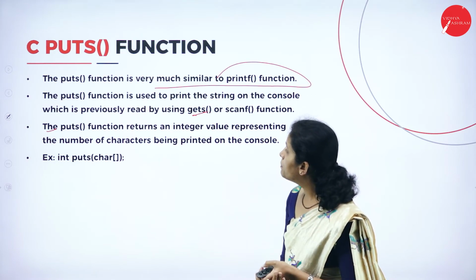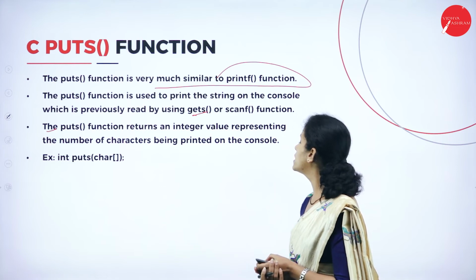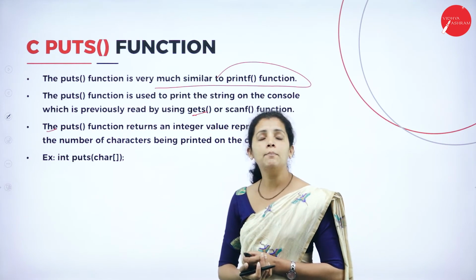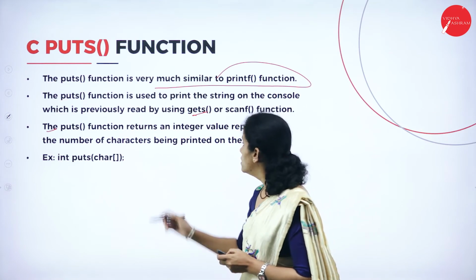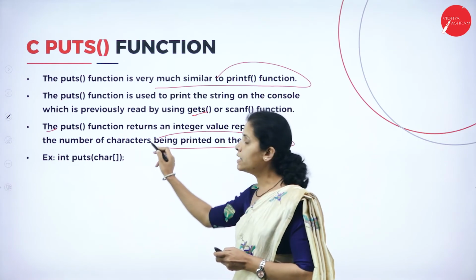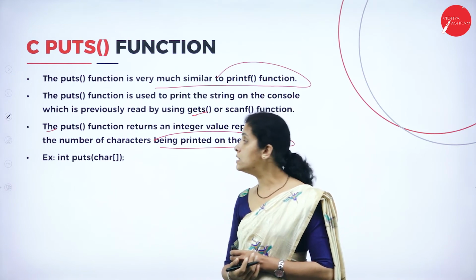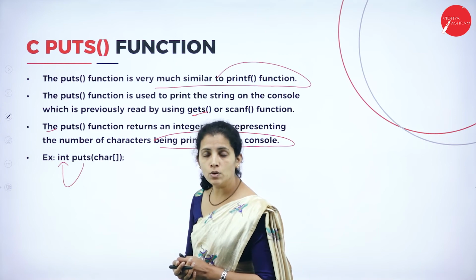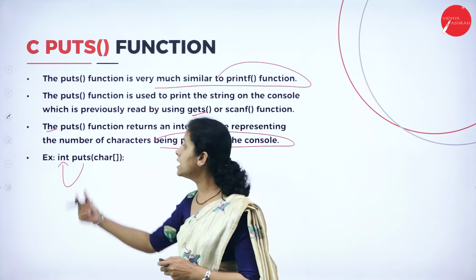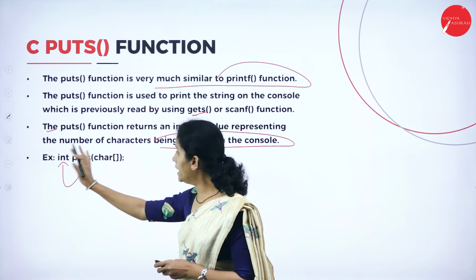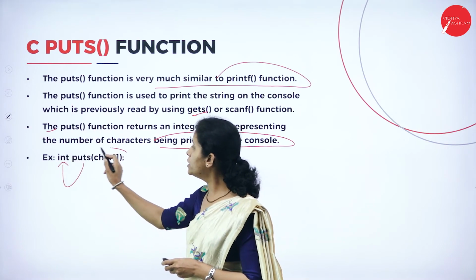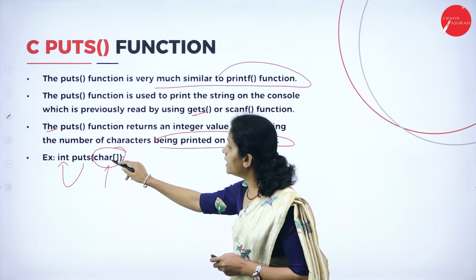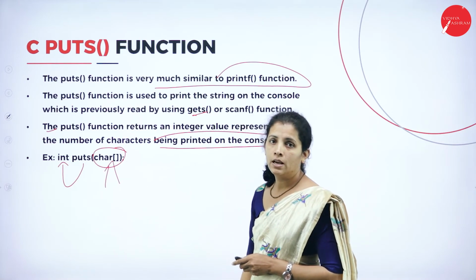Now the puts function returns an integer value. Here the puts function is going to return an integer value representing the number of characters being printed on the console. For that reason, the return type of puts is integer, and it is going to accept a string. String is nothing but an array of characters.